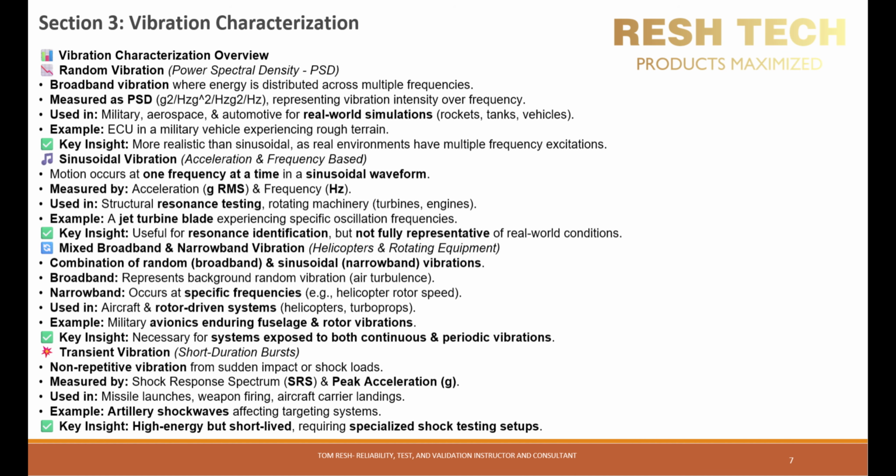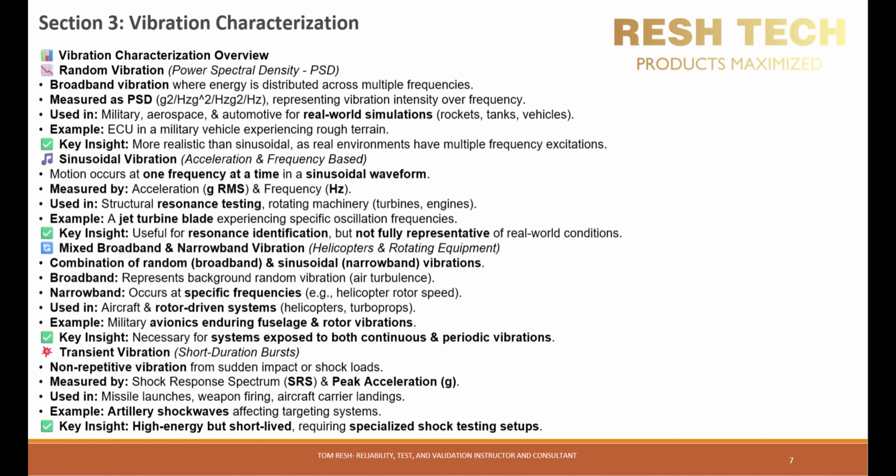The first is random vibration, which is expressed as power spectral density (PSD) or acceleration spectral density (ASD). Random vibration is a broadband vibration profile where energy is distributed over a wide range of frequencies instead of occurring at discrete frequencies. Its measurement is expressed in g squared per hertz, which represents the vibration intensity across different frequencies.